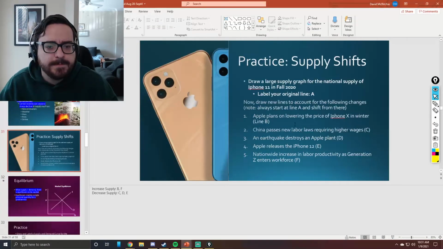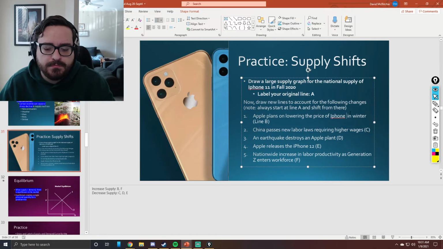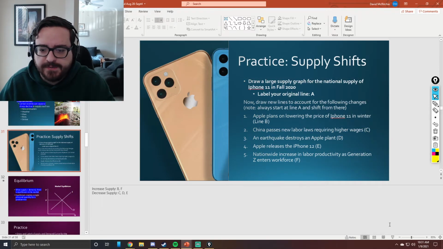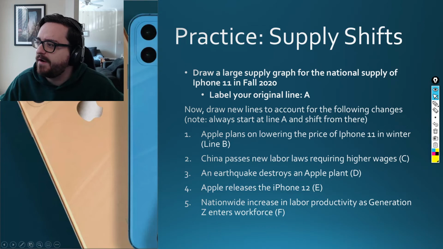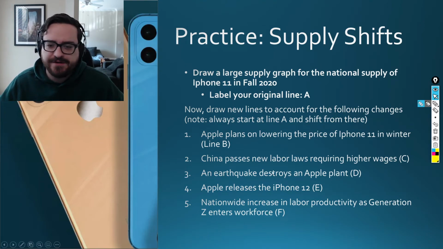Oh, that should say iPhone 11 there. Let me fix that real quick. There we go. Sorry, that's an old one. This question gets changed every single year because there's always a new iPhone, so I just have to modify everything by like one.